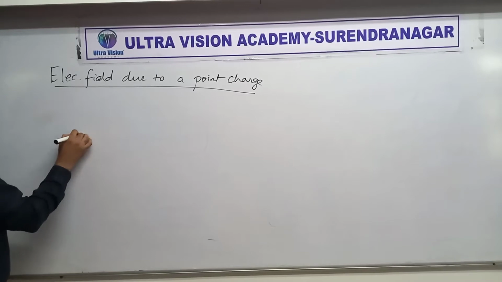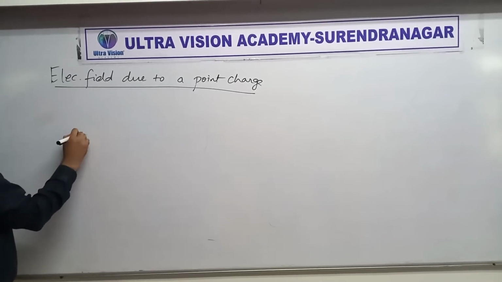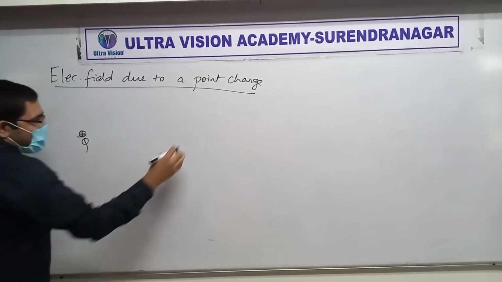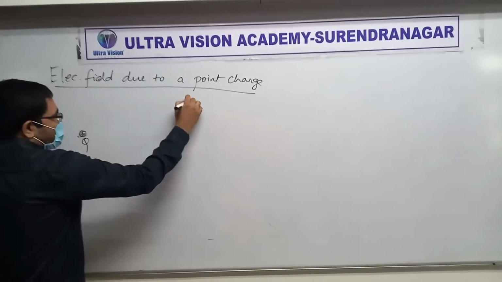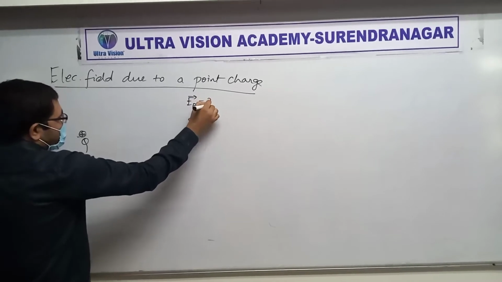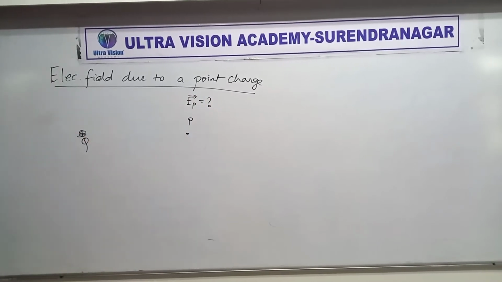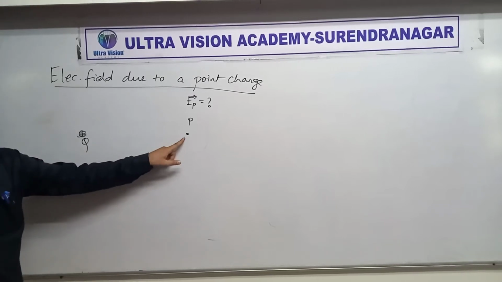So suppose that there is a point charge here, suppose positive, plus q point charge. And here is one point in space, and I want to find out how much is the electric field at the point P. That's what this topic is all about. So is it clear what we are going to do? We want to find electric field at this point.